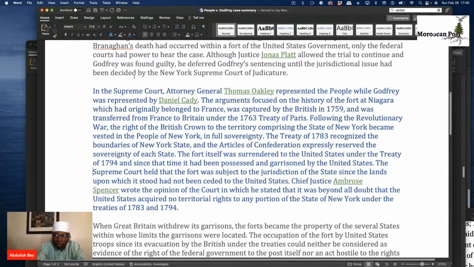In the Supreme Court, Attorney General Thomas Oakley represented the people while Godfrey was represented by Daniel Caddy. The arguments focused on the history of the fort at Niagara, which had originally belonged to France, was captured by the British in 1759. It was transferred from France to Britain.